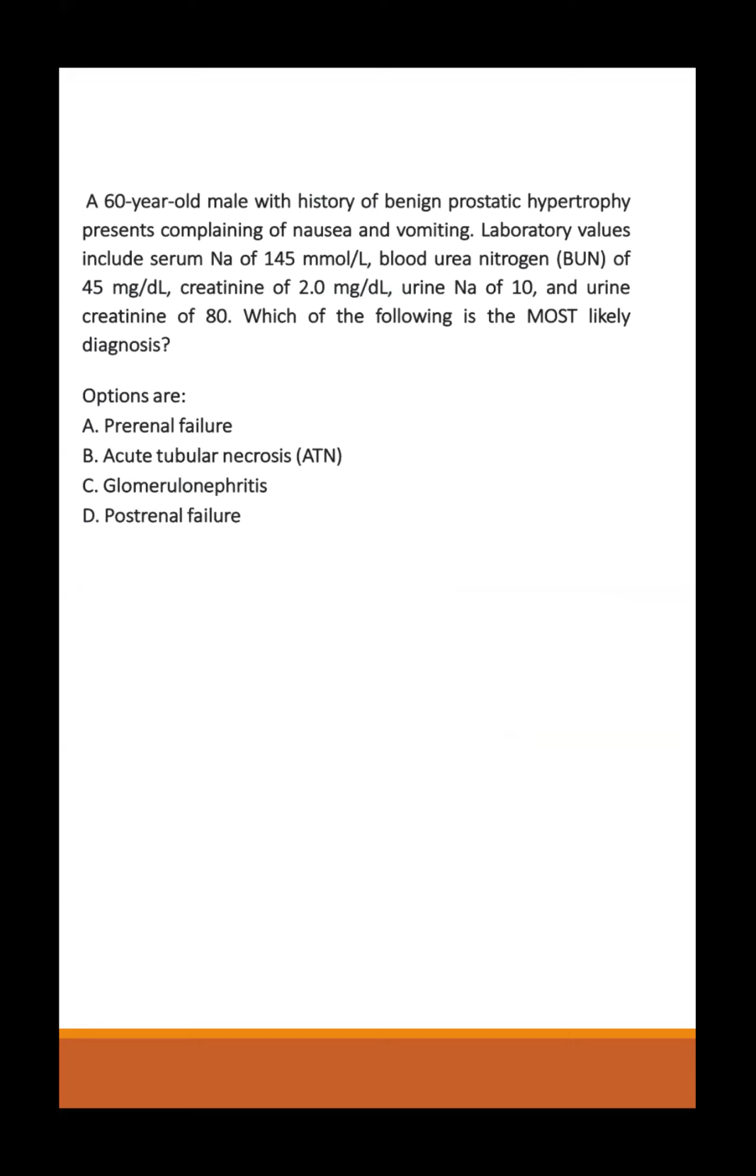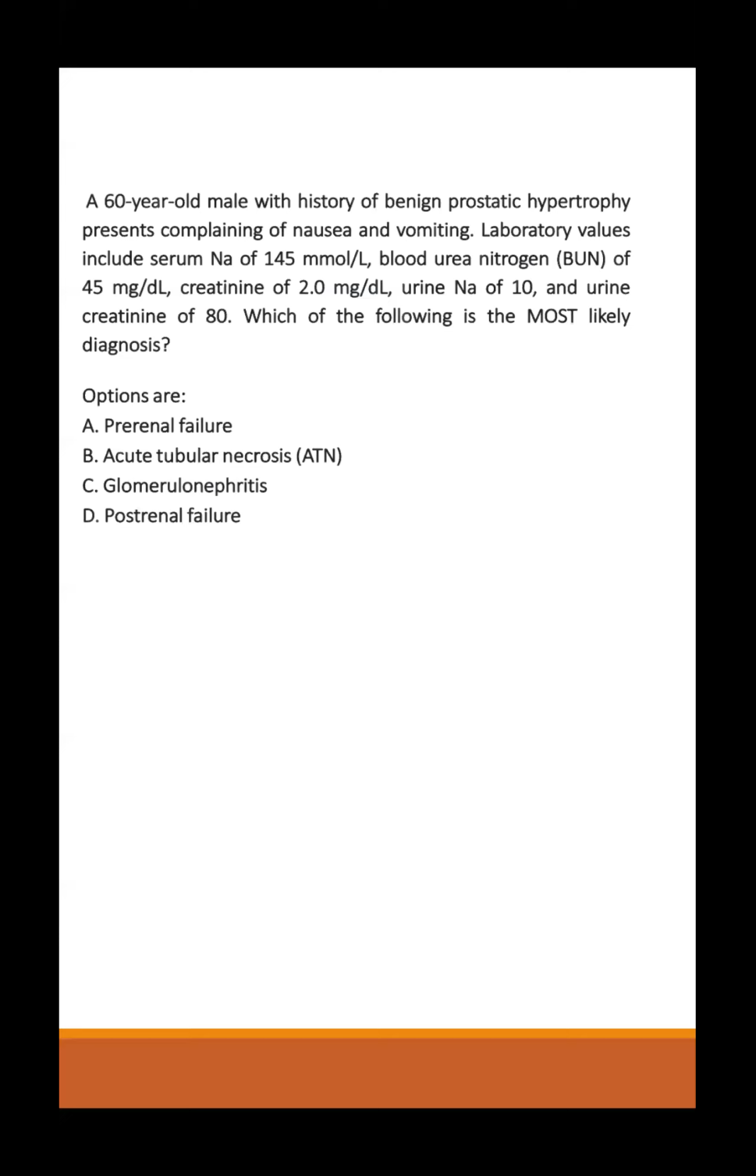A 60-year-old male with a history of benign prostatic hypertrophy, complaining of nausea and vomiting. Laboratory results include sodium 145, blood urea nitrogen 45, creatinine 2, urine sodium 10, urine creatinine 80. Which of the following is the most likely diagnosis? I think it's glomerulonephritis.